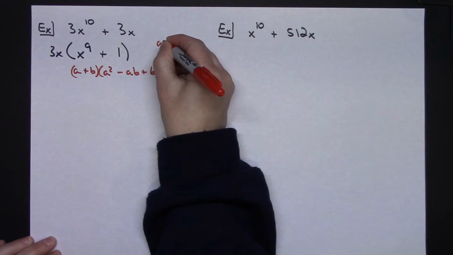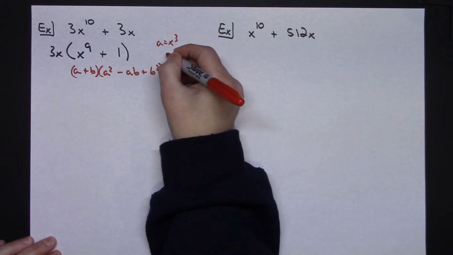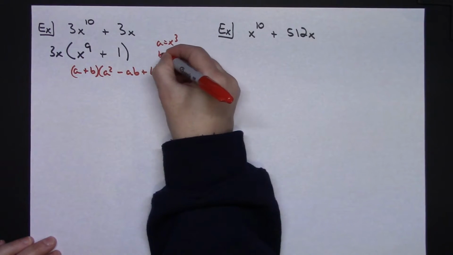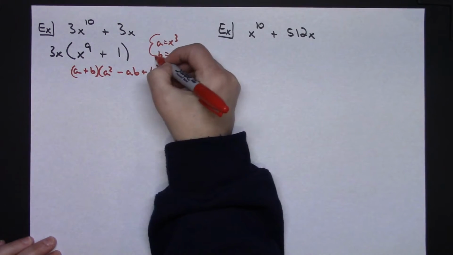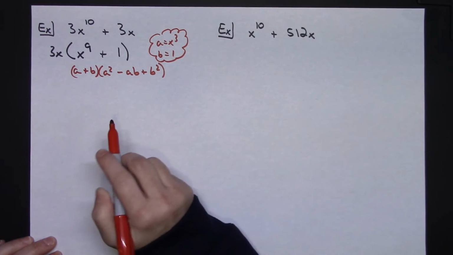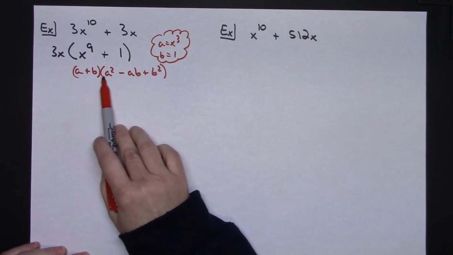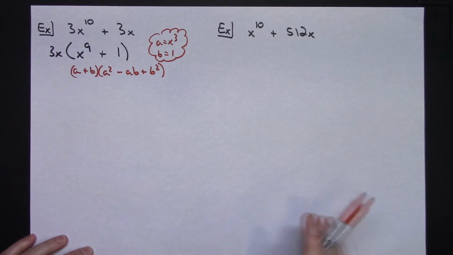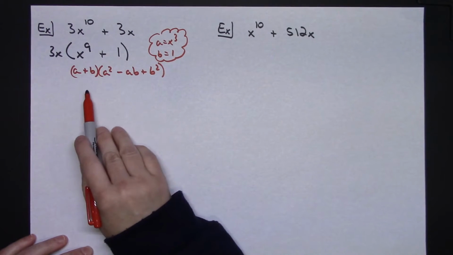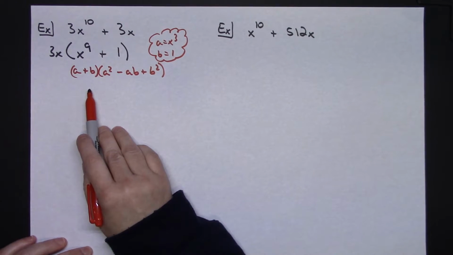Alright, so my a would be an x to the cubed, because that's the cube root of that, and my b would be a 1. Okay, and then if you've watched other videos of mine, I give a hint on how to memorize the signs of all these. You can use your SOAP acronym.